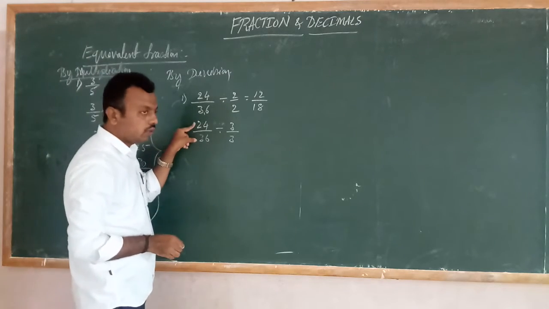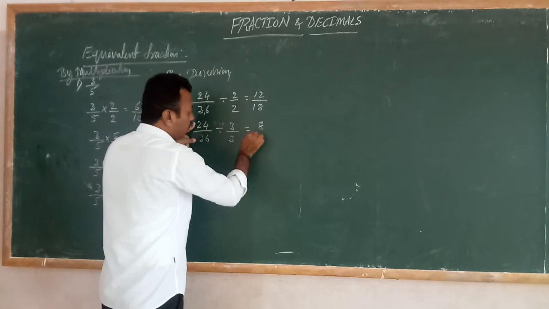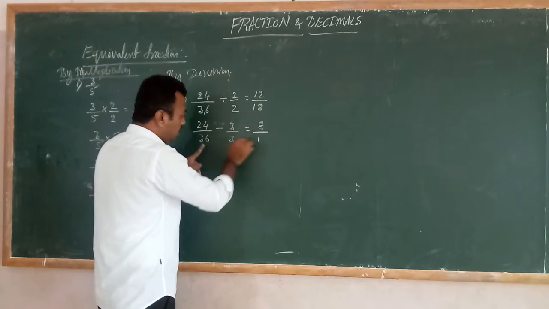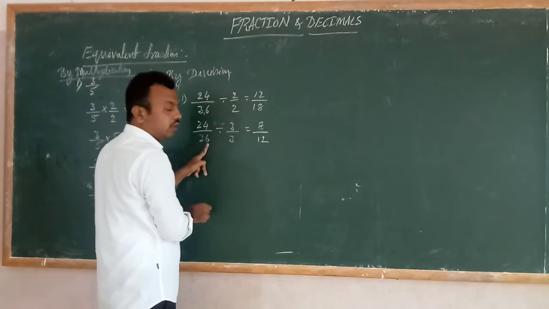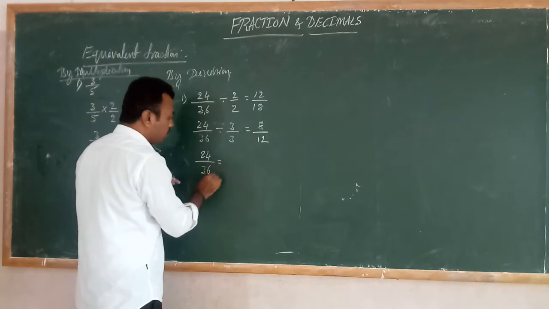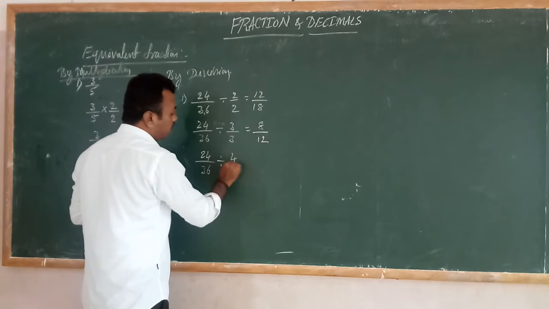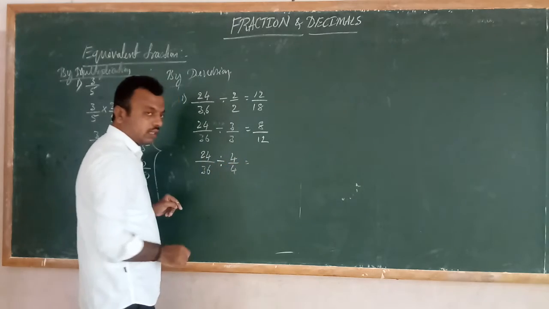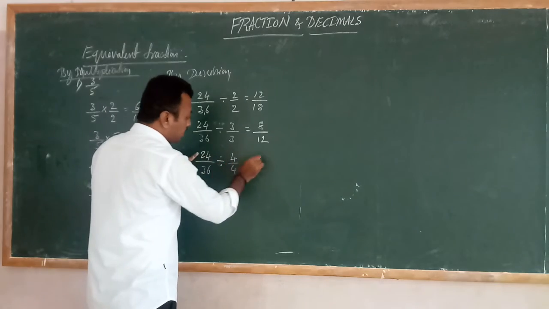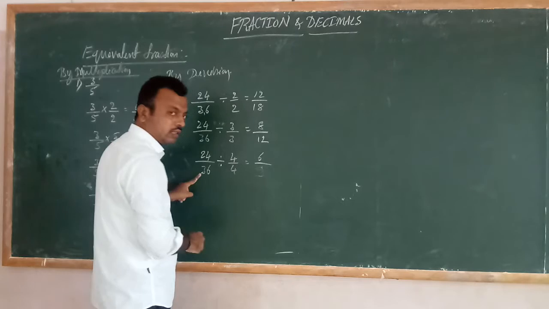So these two numbers you have to divide by 3. 3 8s are 24, 3 1s are 3, 3 2s are 6, so 8 by 12, and then 24 upon 36. Now divide by 4. 4 6s are 24, and 4 9s are 36.